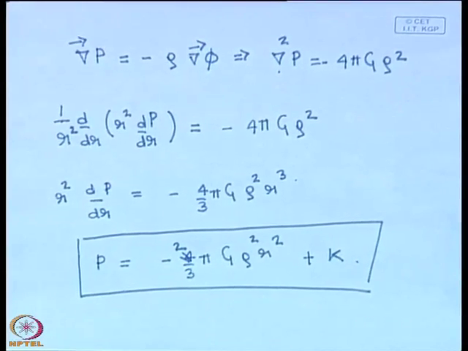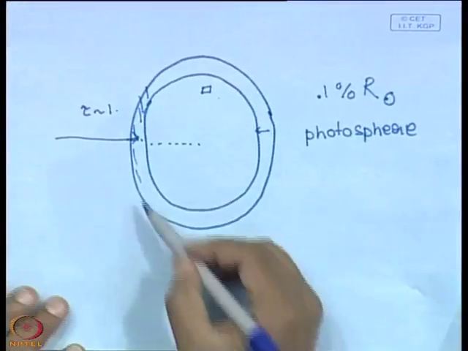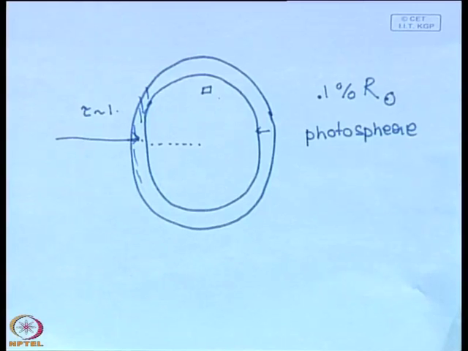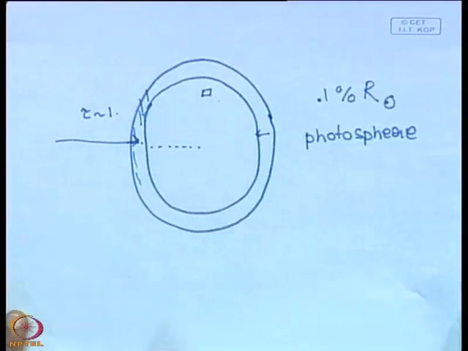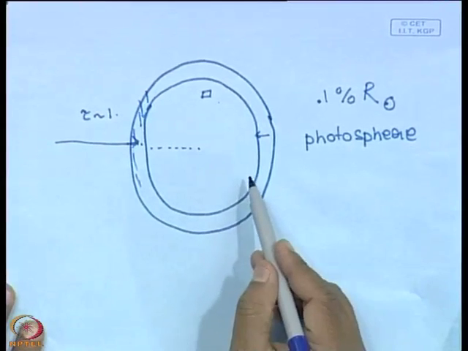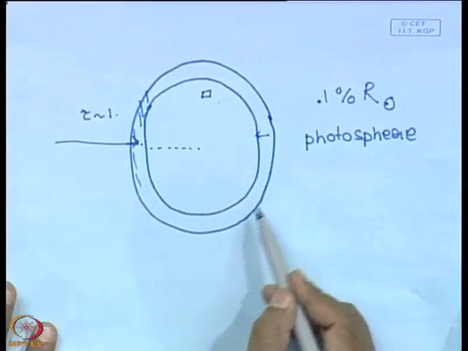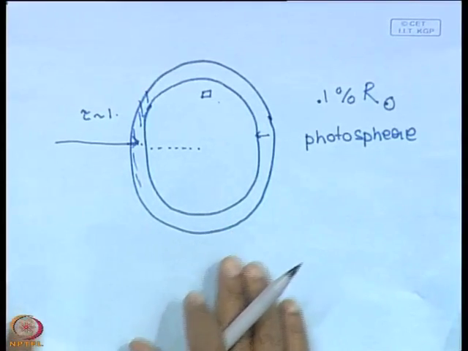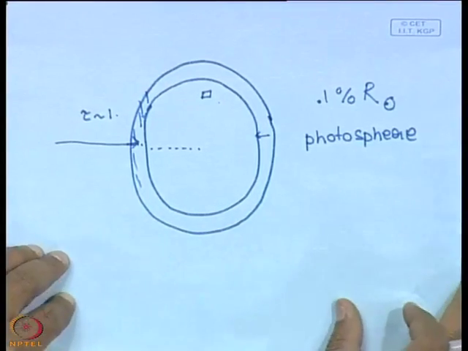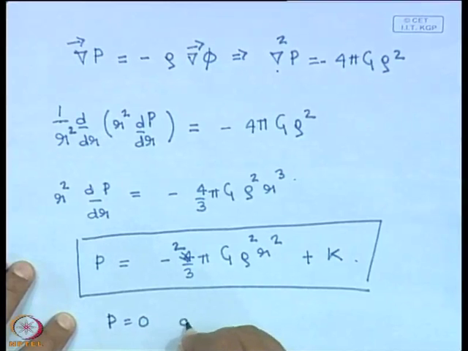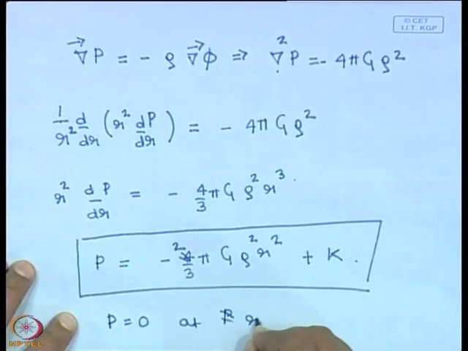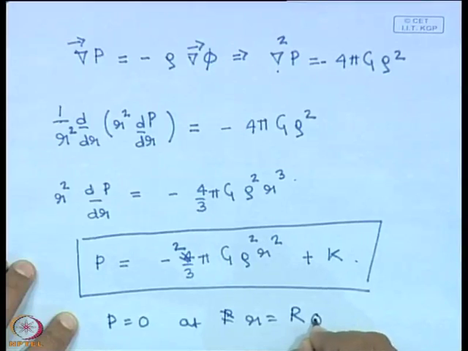Now, let me ask the question, what is the pressure at the surface of the sun? We have to put some boundary condition. We can measure things at the surface, and let us ask the question, what is the pressure at the surface of the sun? Now, obviously, the pressure outside is 0. So, the pressure at the surface of the sun has to be 0, that sets the boundary condition. So, at r equal to r naught, the radius of the sun, P equal to 0. And we use this to determine the constant k.